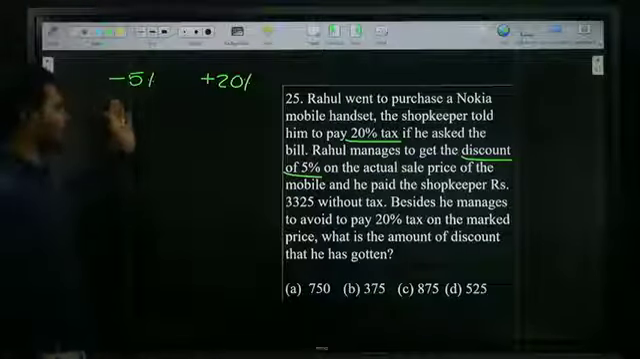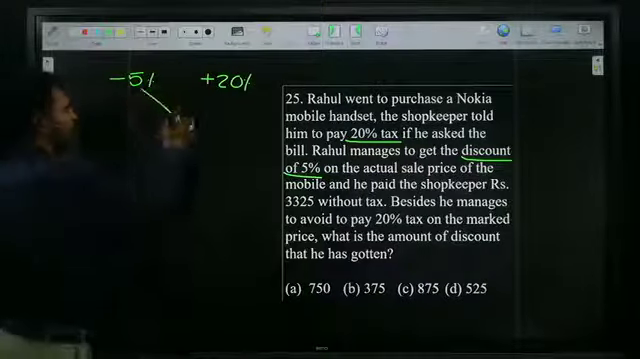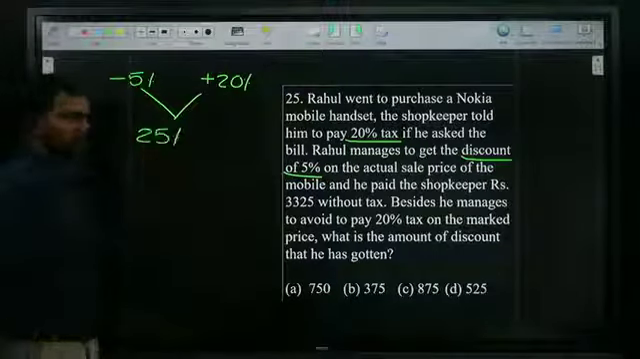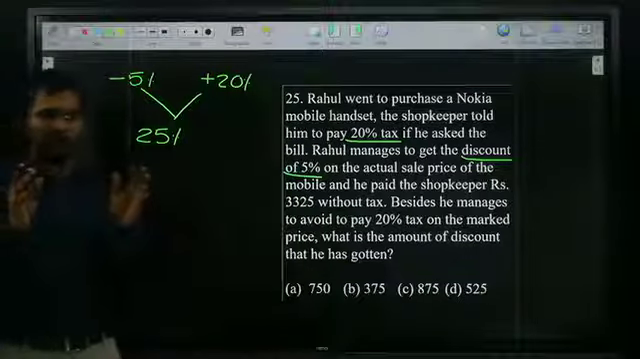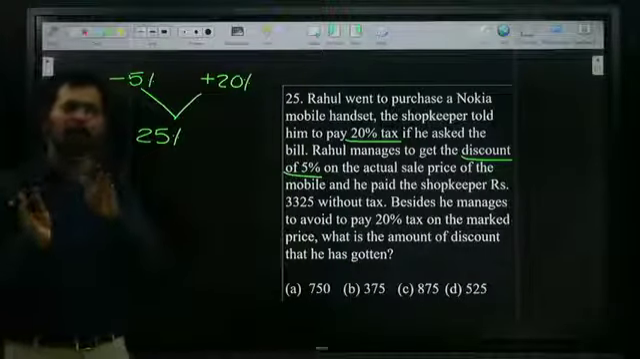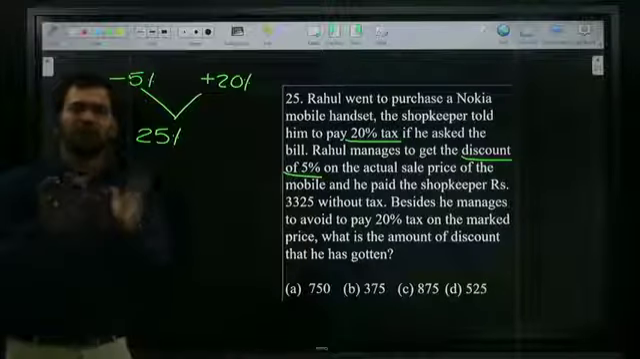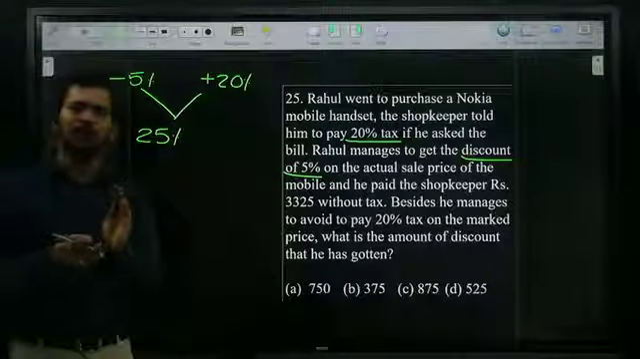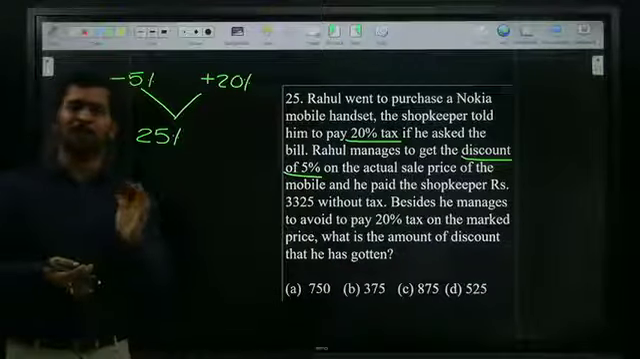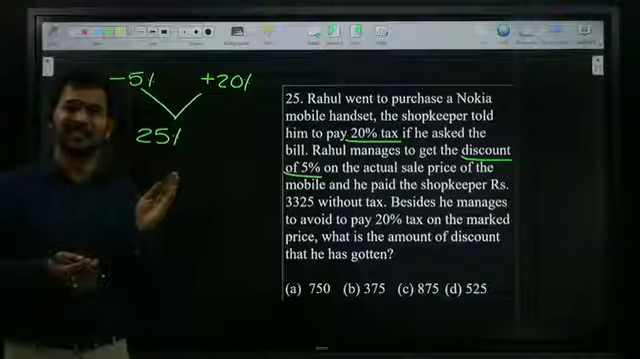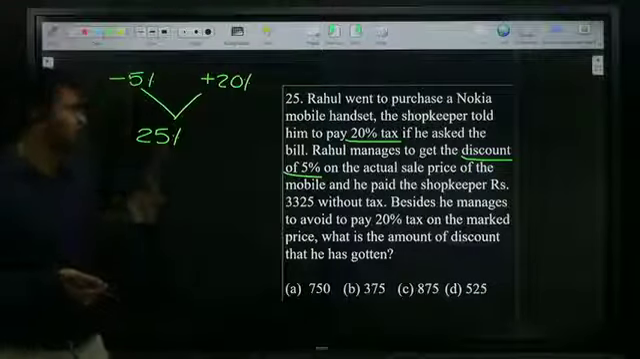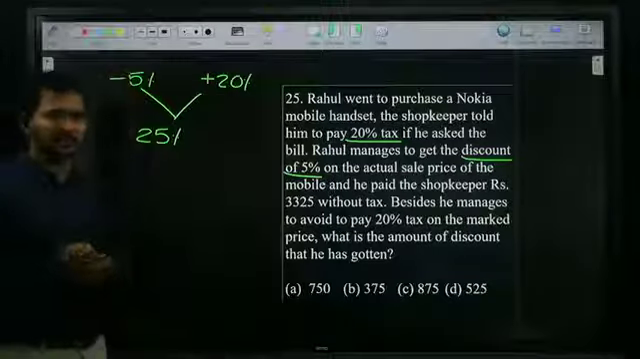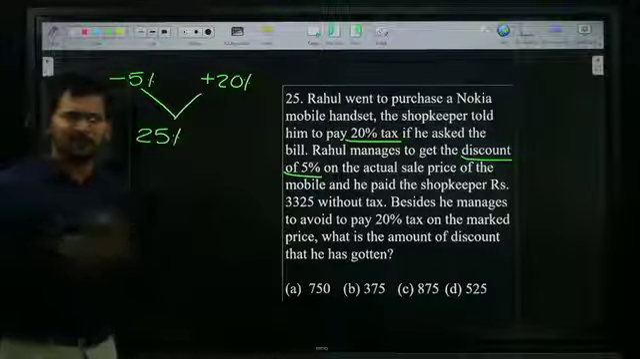So what is the difference between minus 5 and plus 20? The difference is 25%. The difference between the views of the shop owner and Rahul is 25%, because Rahul needs a 5% discount, but the shop owner needs 20% extra tax. The 20% extra tax makes it 120%, and the 5% discount makes it 95. The difference between 95 and 120 is 25%.